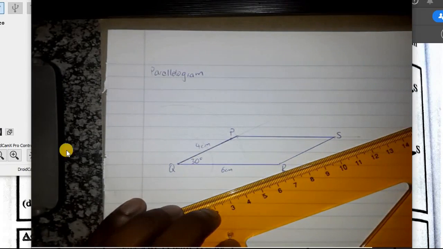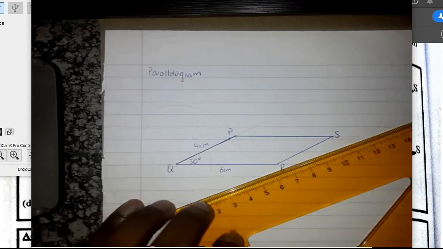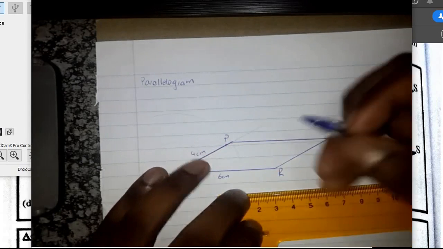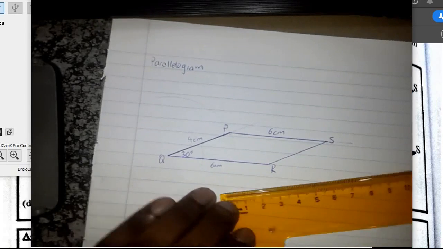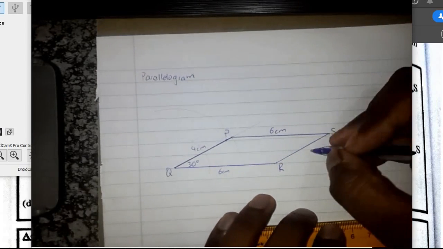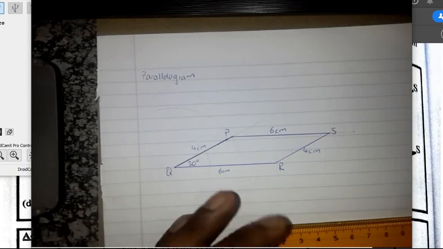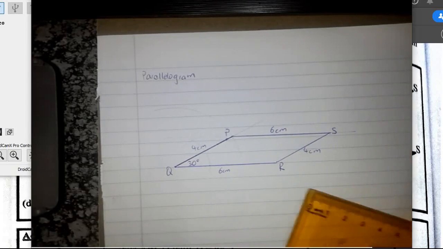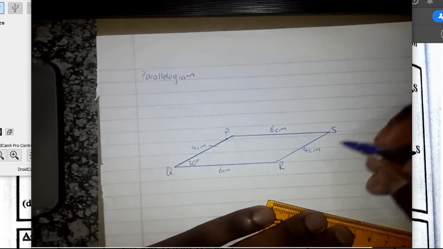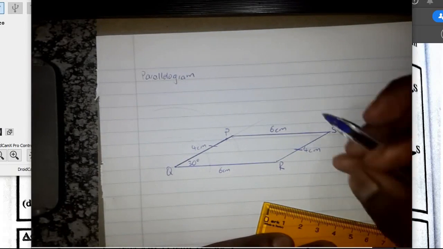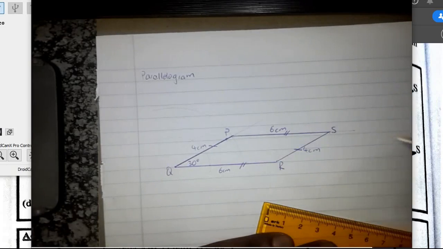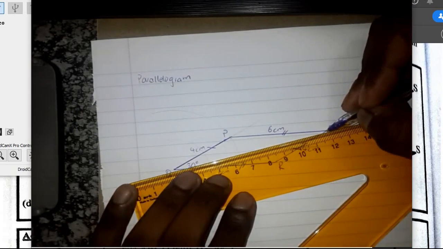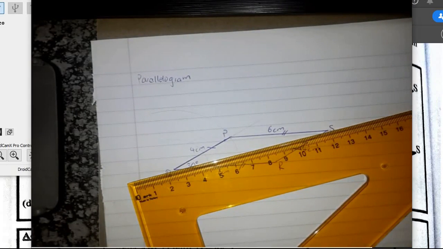Okay, let's measure this PS. PS is 6 centimeters. RS 4 centimeters. Right? So they asked us to measure all the sides and angles. Okay, what can we conclude? We can conclude that this side is equal to this side. We can also conclude that that side is equal to that side. They then ask us to draw our diagonals. Maybe let's use a different color pen.